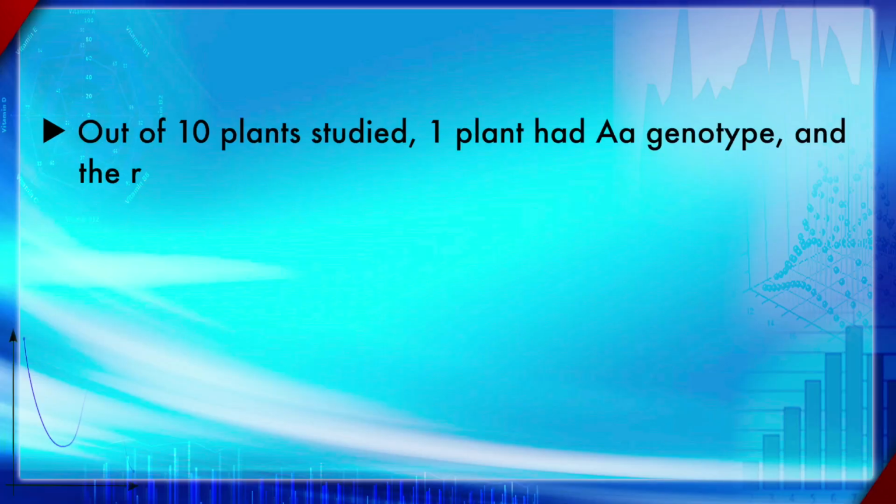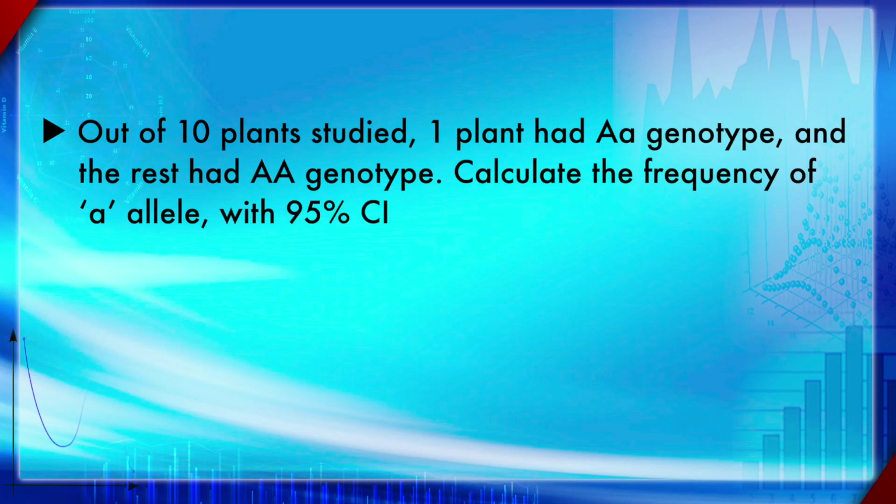Let us now consider one more example here. In this example, out of 10 plants studied, one plant has capital A small a genotype, while the rest had capital A genotype, AA genotype.